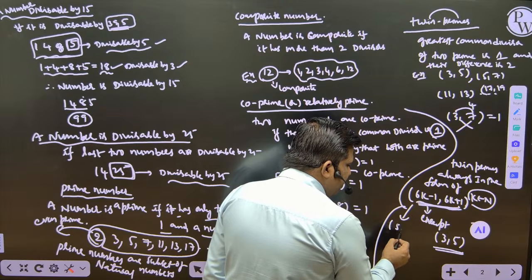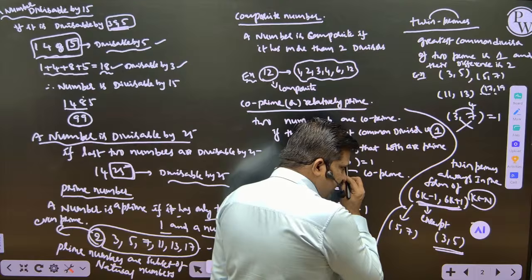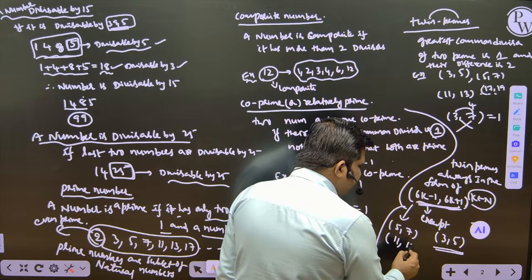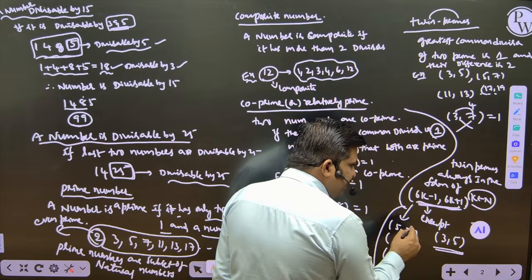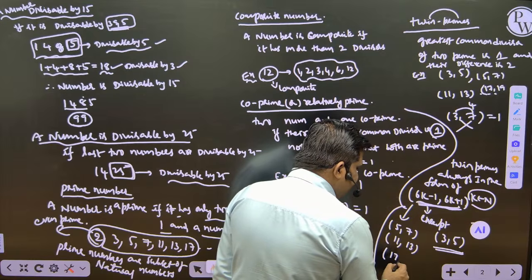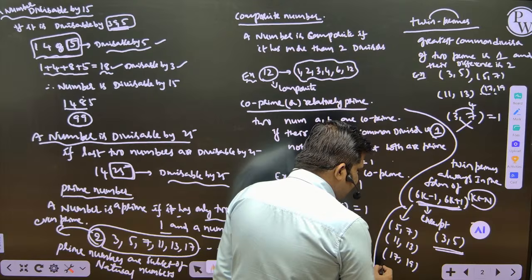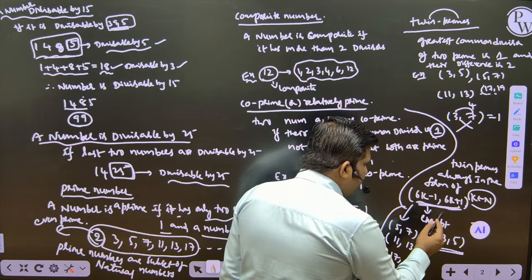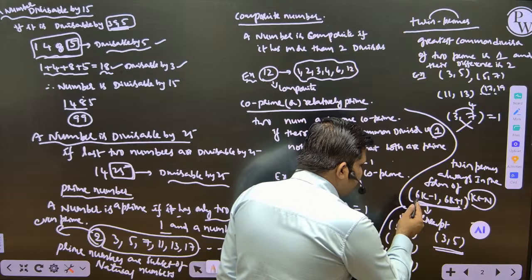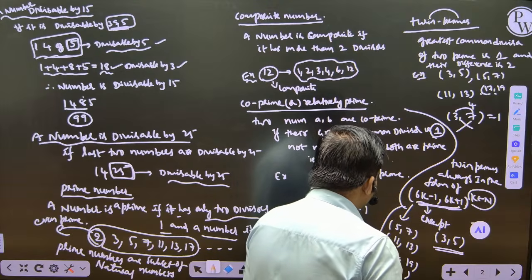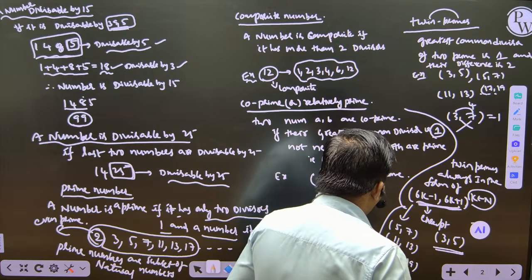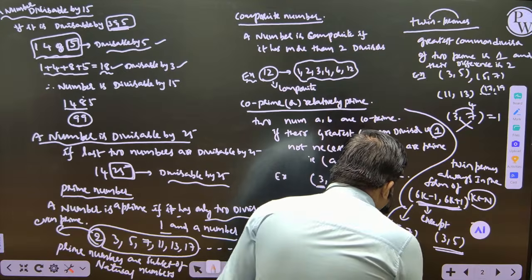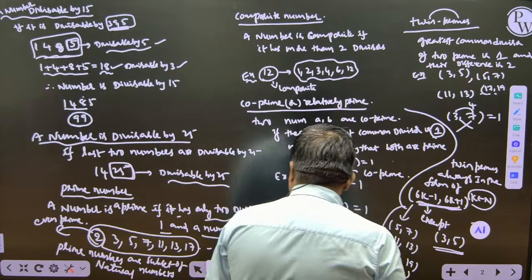Take k is equal to 1. What are we getting? 5 comma 7. Take k is equal to 2. 12 minus 1 is what? 11, 13. Take k is equal to 3. 18 minus 1 is what? 17. 18 plus 1 is what? 19. Next you take 4. 23. So 23 will not work here.